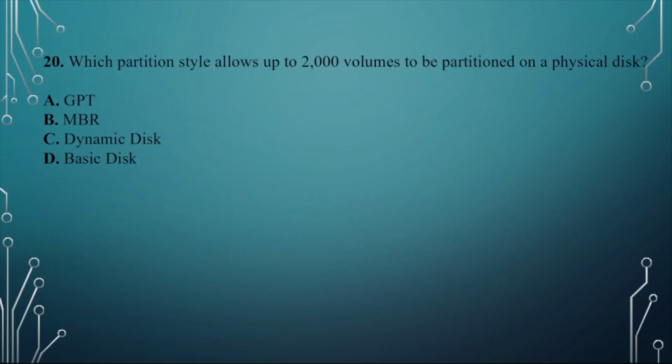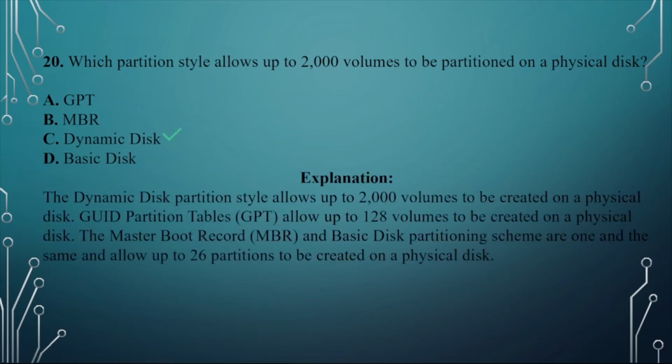Question 20 and the last question of the video. Which partition style allows up to 2,000 volumes to be partitioned on a physical disk? A. GPT, B. MBR, C. Dynamic disk, D. Basic disk. The answer here is C.